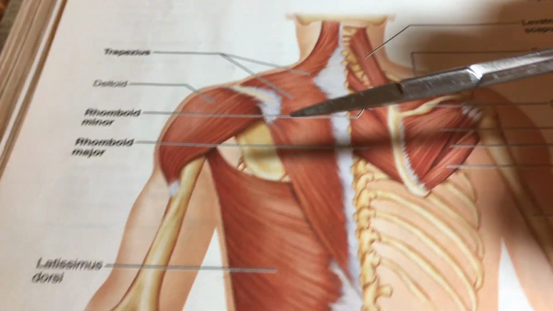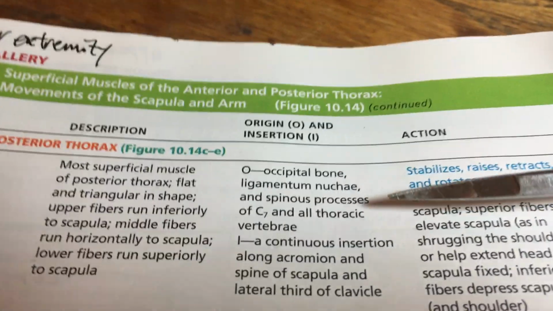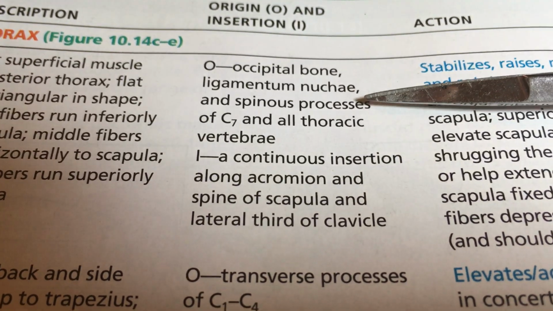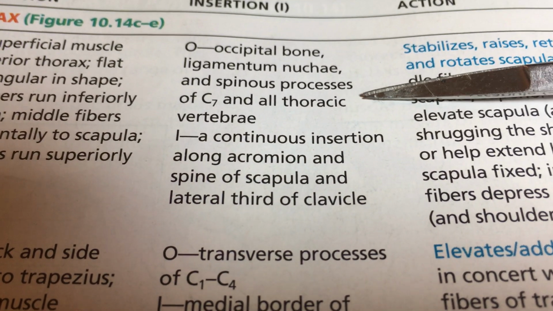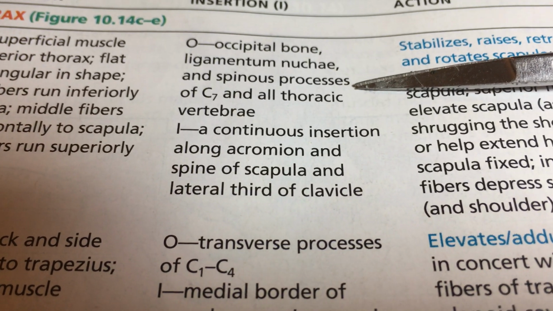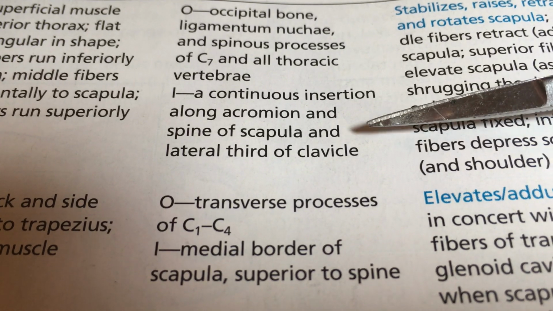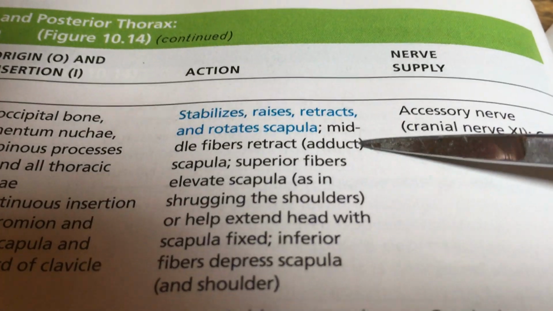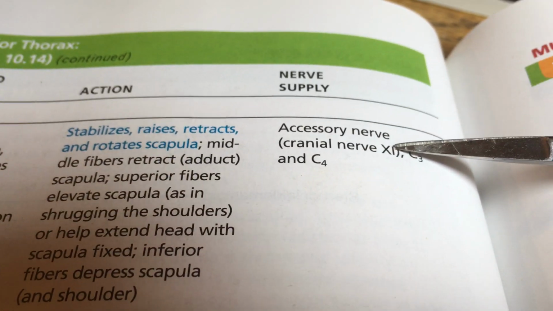So one of the things that we need to see next is, let's see what we do here. This is the trapezius. Let's review this again. Origin, occipital bone, ligamentum nuchae, all the spinous processes from really C1 all the way down to T12. We have a continuous insertion along the acromion, spine of the scapula, lateral 1/3 of the clavicle, and very importantly, oh yes, we're using the accessory nerve here.